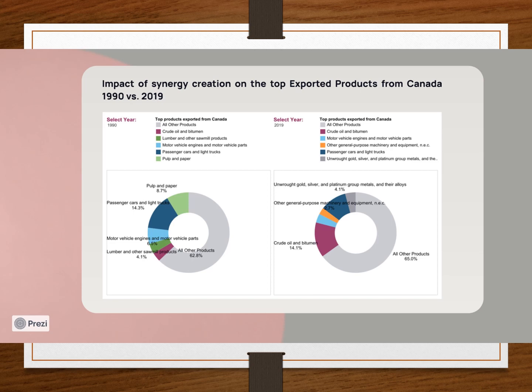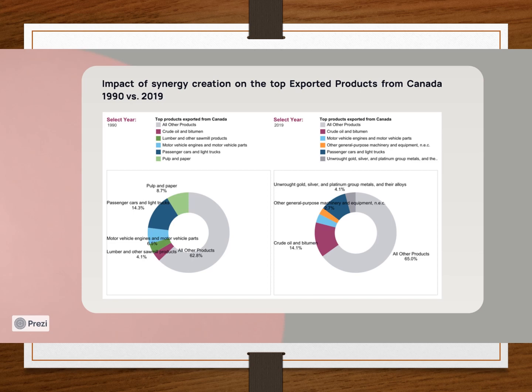So I'll also be talking on the impact of synergy creation on the top exported products from Canada between 1990 and 2019. In the year 1990, we had 6 top products exported from Canada to the United States. A study over the years showed some changes in the products exported. In the year 2019, we compared the same 6 exported products, and instead of adding to it, we now have a new entrance while we lost 1.